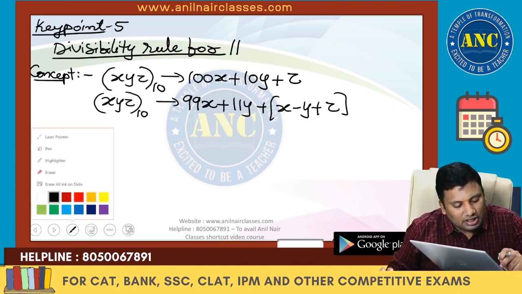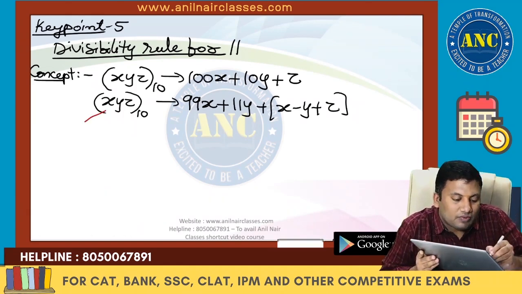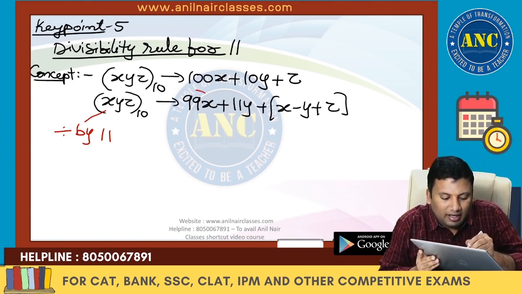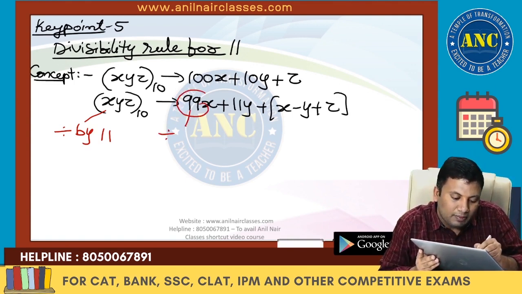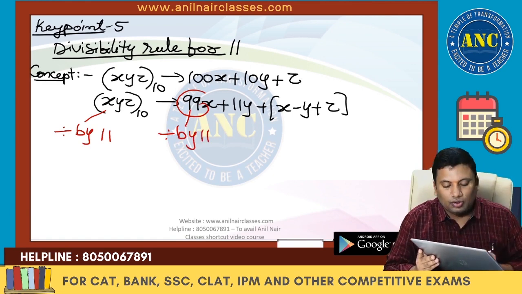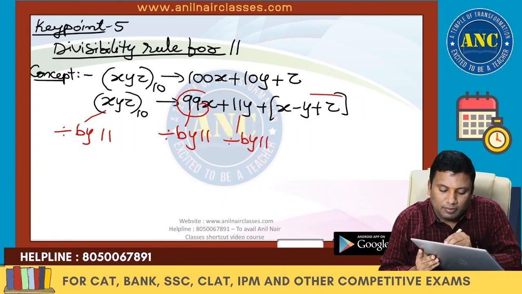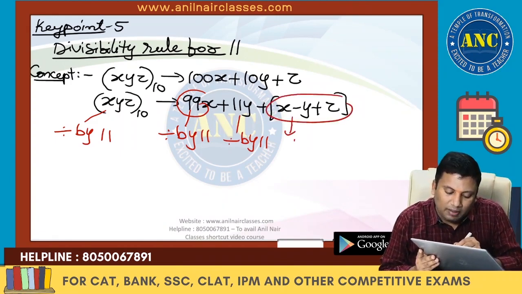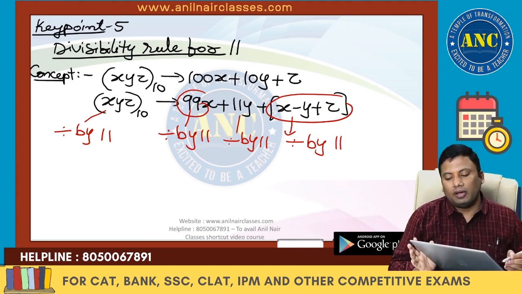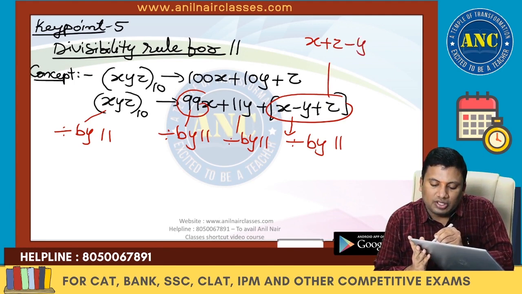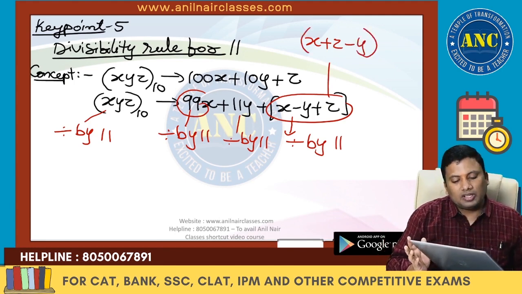Now if you see carefully, if XYZ in base system 10 is divisible by 11, 99 is divisible by 11, which is 9 into 11. This also is divisible by 11. So X minus Y plus Z should be divisible by 11. X minus Y plus Z, or in other words, it is nothing but X plus Z minus Y.